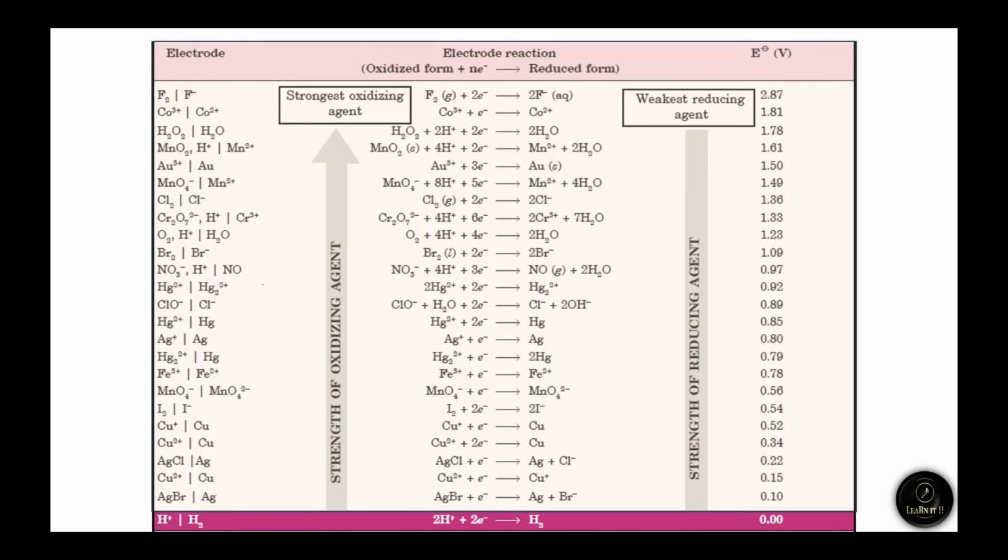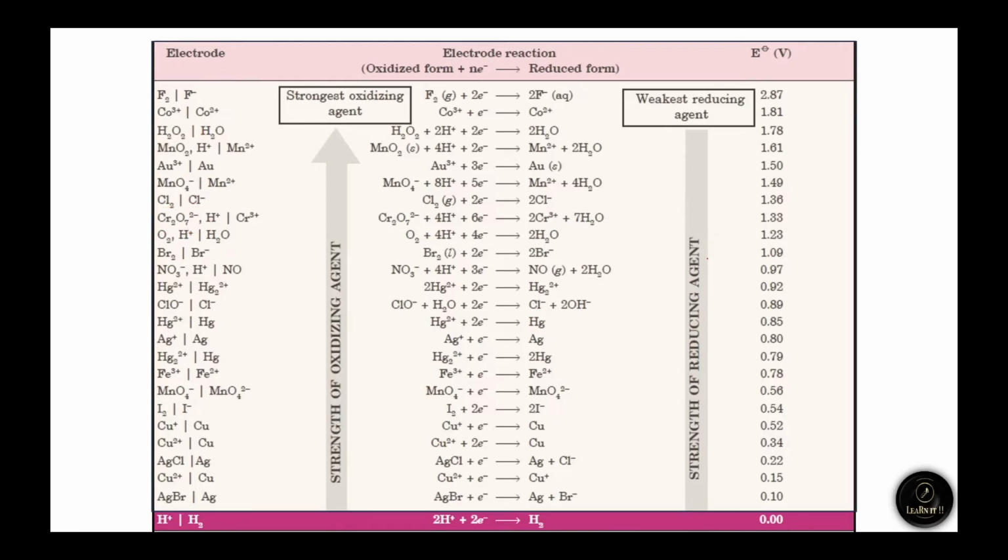Here at the third position we have hydrogen peroxide, so hydrogen peroxide is number 1. Then comes MnO4 minus, which comes from KMnO4, so it is second. Next comes Cr2O7 minus 2, which comes from K2Cr2O7. This is third. So by this electrochemical series we can predict the relative oxidizing strength.